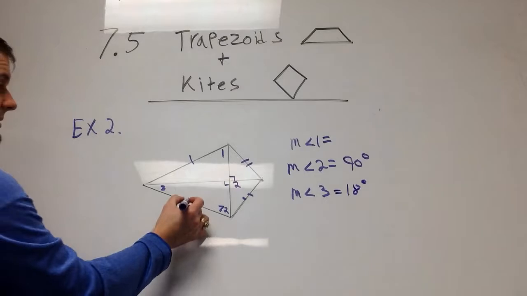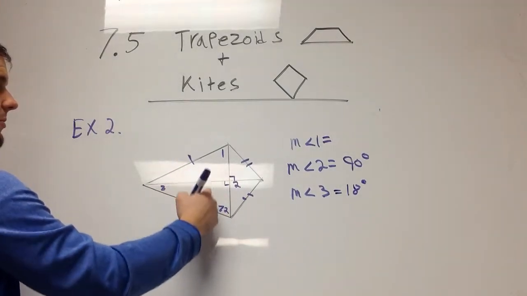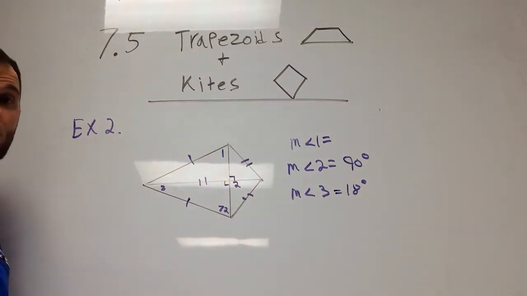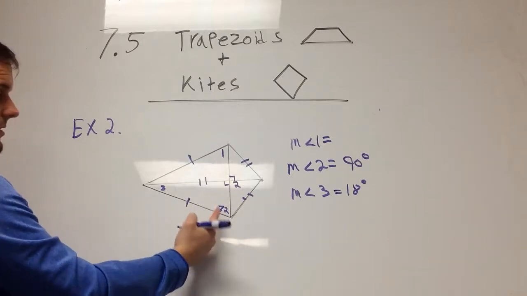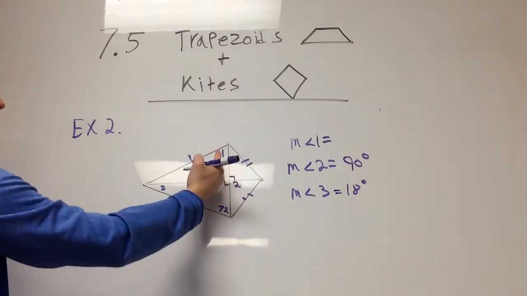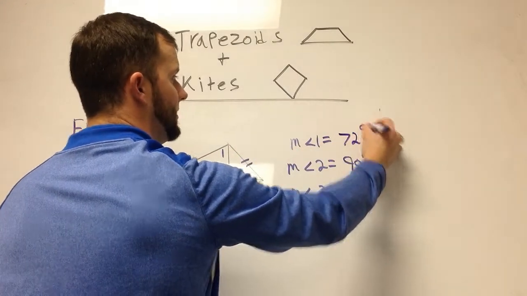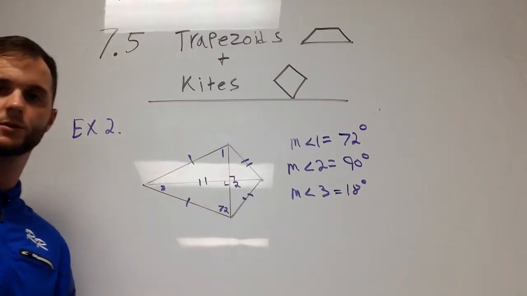Since these two sides are congruent, this line right here is being shared with both of those, so this is going to be a congruent side as well. So right now I'm going to have two congruent triangles right here. So the 72 angle is going to be the same thing as angle 1. So angle 1 is going to be 72 degrees. Okay? And that's how you use the diagonals of a kite to find missing angles.